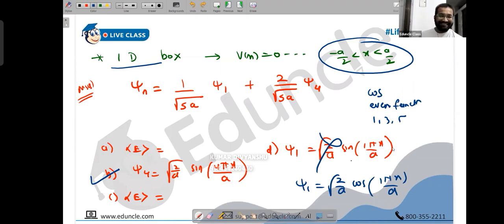You are lucky that I'm not setting the paper. Sir, the root of 2 by a there also will be root of 2 by a, right?